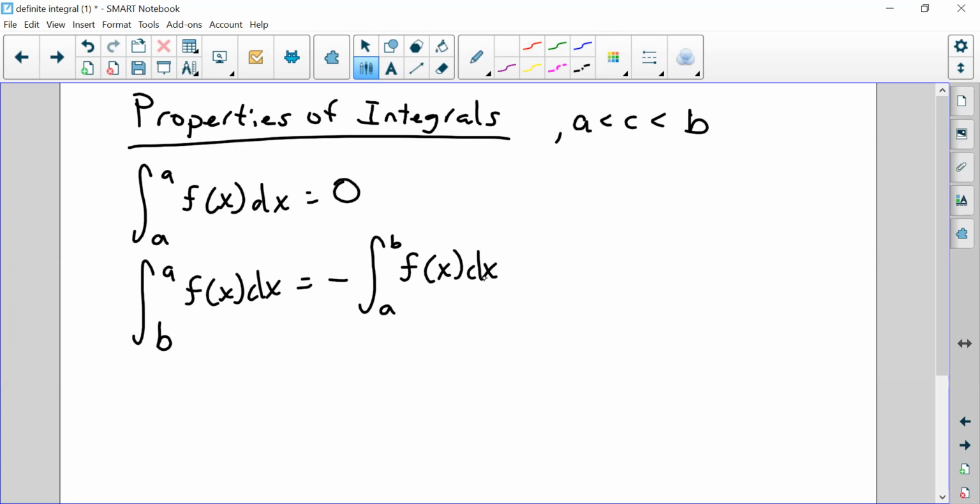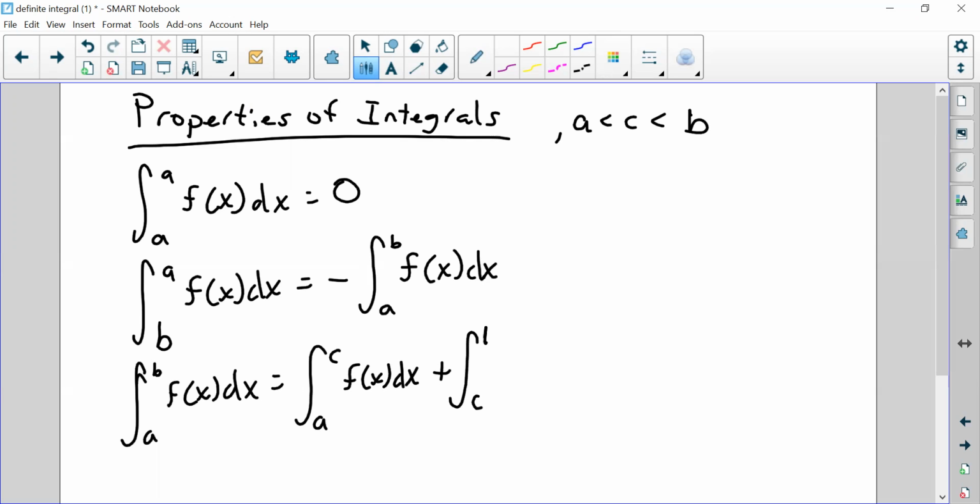Another one that she talked about: if I have the integral from a to b of f of x dx and I need to break it up for some reason, I can break it up as the integral from a to c of f of x dx, like we did in that last example, plus the integral from c to b of f of x dx. Again, the key with this one is that the upper bound here has to equal the lower bound here, and the lower bound here and the upper bound here have to equal our original lower and upper bounds. And then we can do that.